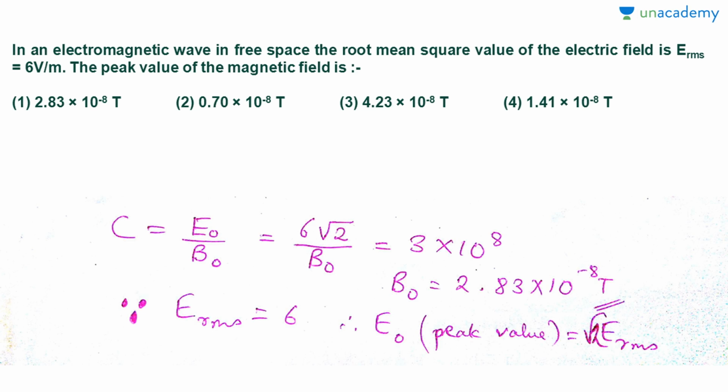Now the first question is: in an electromagnetic wave in free space, what is the medium? The medium is free space. The root mean square value, that is the RMS value of the electric field, E_RMS, is given as 6 volt per meter. The peak value of the magnetic field is asked. Four options are given.